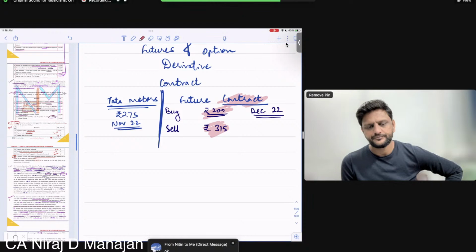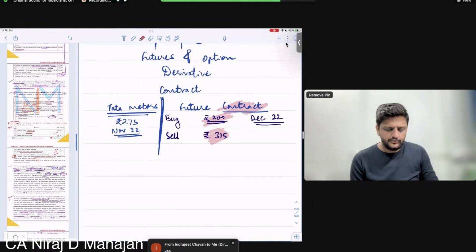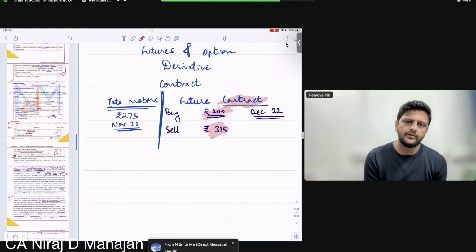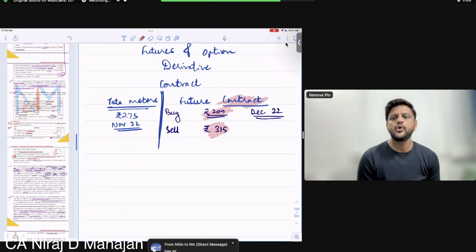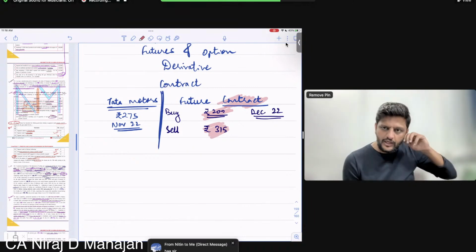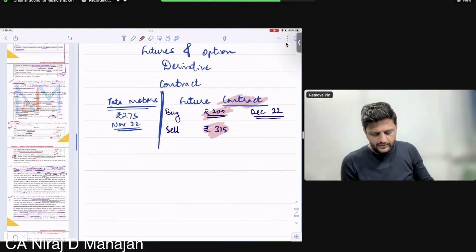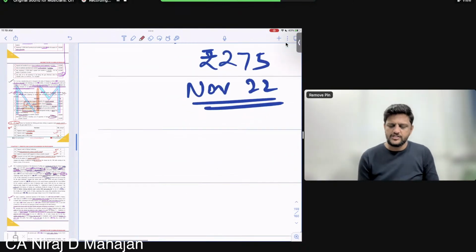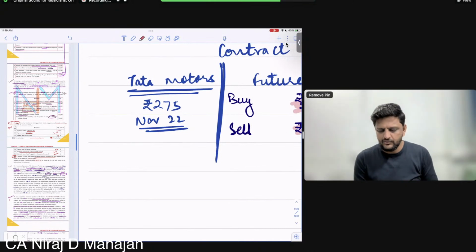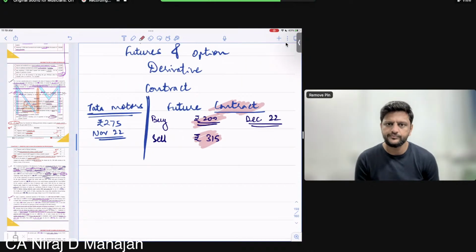Now, you buy these, but you're not actually buying the shares of the company. What are you buying and selling, bacho? Contracts. Yes, but the contract is based on what? The underlying asset on the contract is the shares. But are you buying shares? The answer is no, you are not buying shares over here. You're just buying and selling contracts. Understood, all of you?